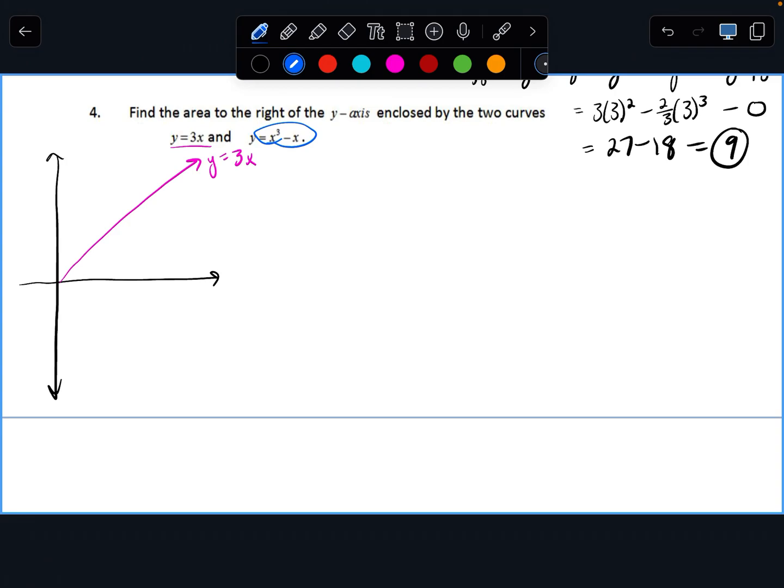I mean, a couple things. You should know what cubic looks like. Cubics look like these, something like that. They have a max and a min.